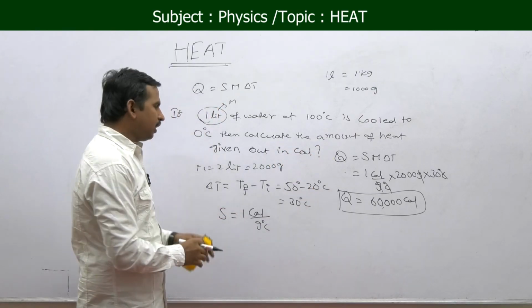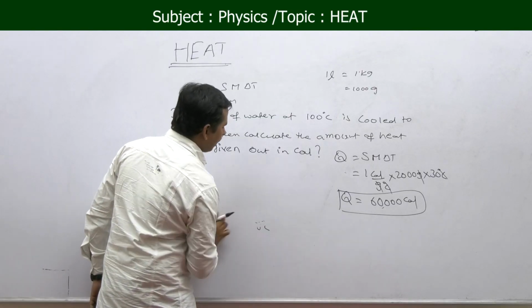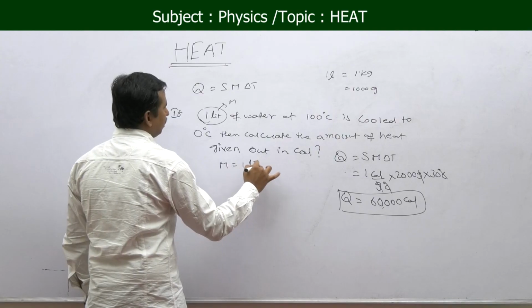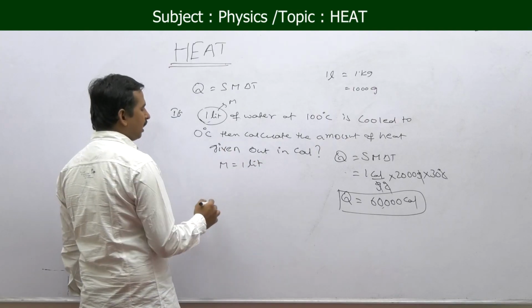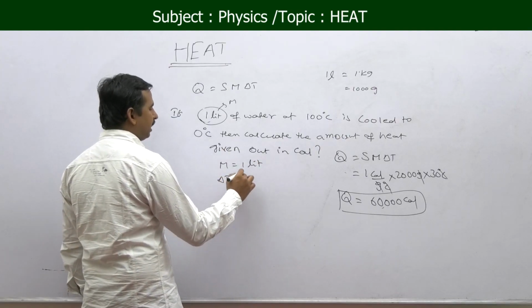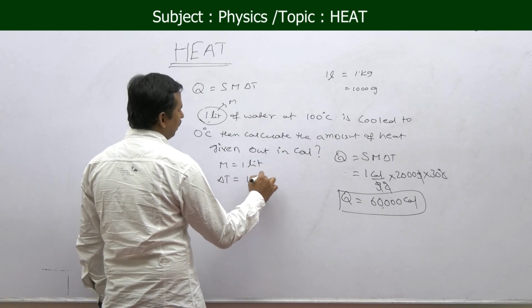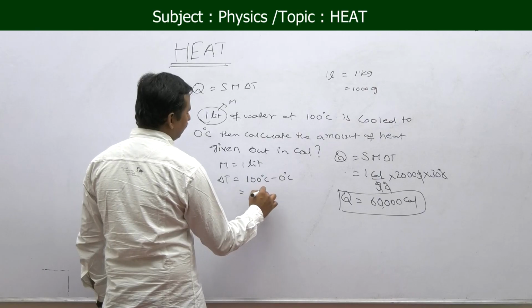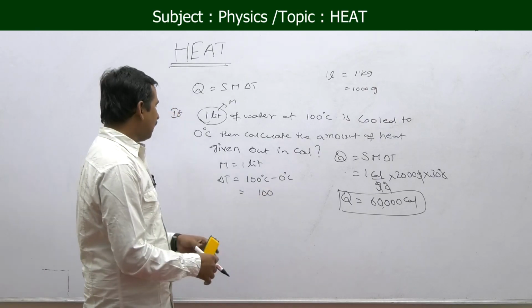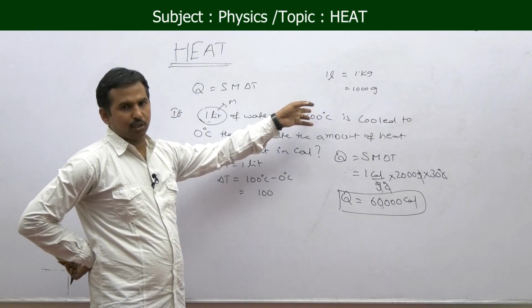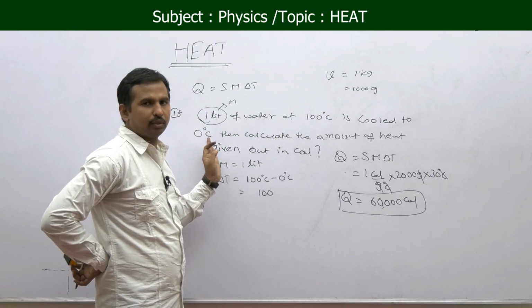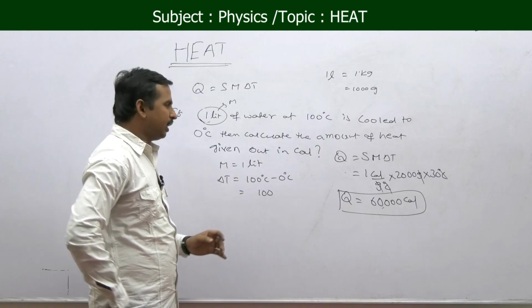Taking the same case, again we have the mass m equal to 1 liter, and again we have the change of temperature, delta T, equal to 100 degrees Celsius minus 0, which is 100. See, I am not taking final minus initial. What we need is only the change, 100 minus 0. So it becomes 100.